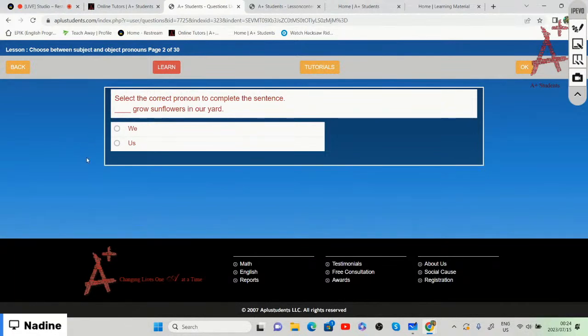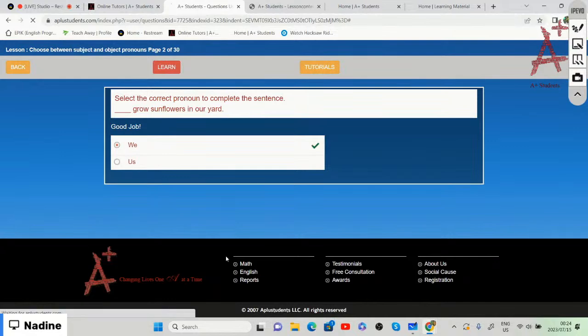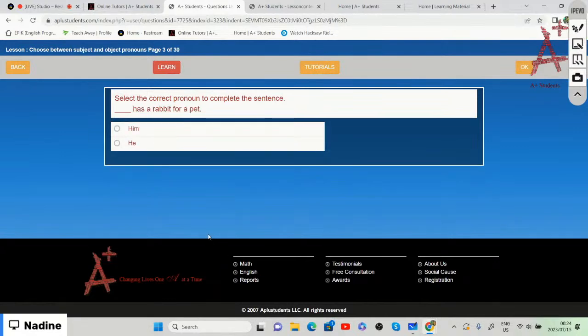All right, so we will then say we grow sunflowers in our yard, and that is a subject pronoun. It tells us who is doing something, and it's also at the beginning of the sentence.